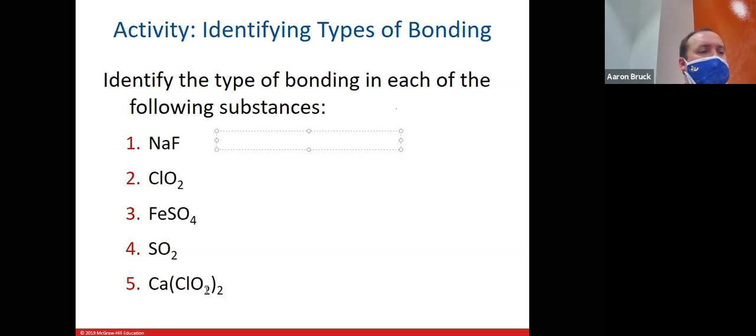Gotta go back to the beginning. How do I identify an ionic compound? What am I looking for? Well, it's not gonna be two metals. If I have two metals, that's a metallic bond. I'm looking for a metal and a non-metal. I've got sodium, which is a metal. I've got fluorine, which is a non-metal. Metal and non-metal. This is an ionic compound.